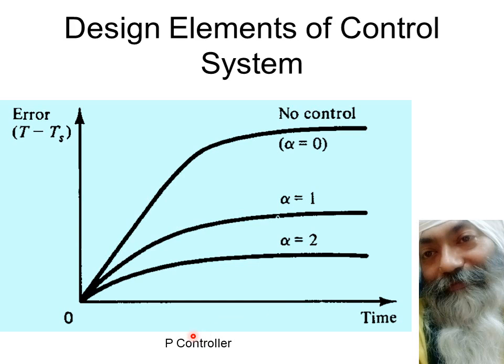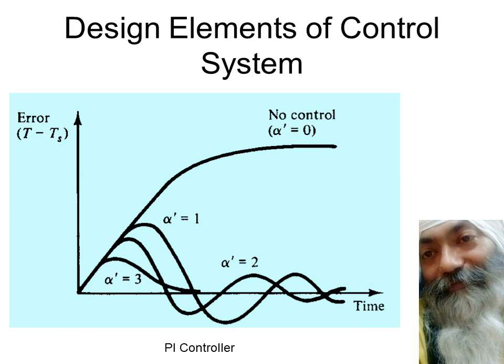Instead of a P controller, I will be going in for a PI controller. How it happens, why it happens and to what extent it happens is something we'll be discussing at a later stage. But let's see, if you're not satisfied with this P controller and I want to go in for a PI controller, then what will the response be like? This is when it is a PI controller.